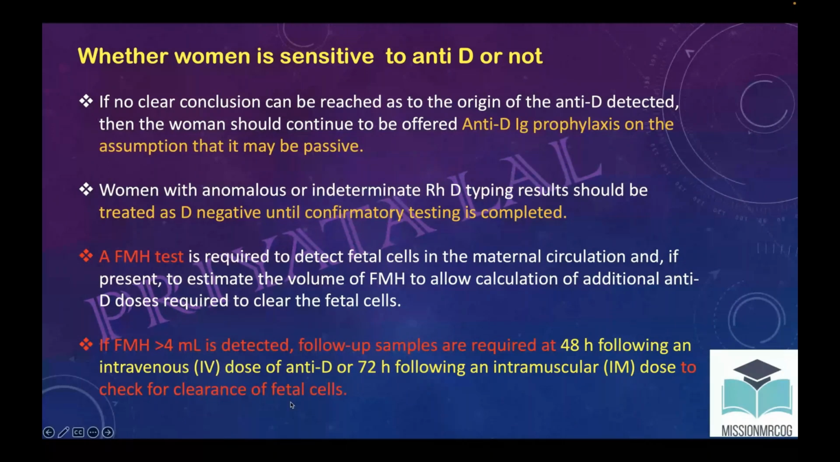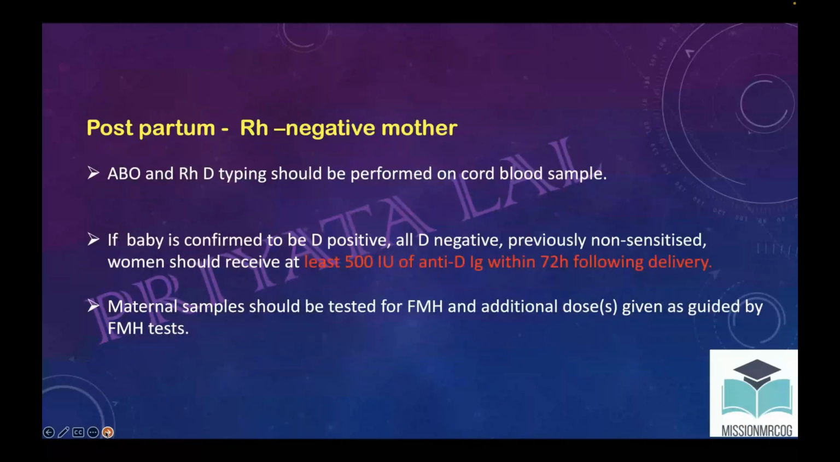Now postpartum, as we already know, baby testing will be done. If the baby is positive, then 500 international units of anti-D would be given within 72 hours of delivery, and the test will also be done for FMH. Why? Because we have to find out whether an additional dose is required or not. So this is about postnatal.